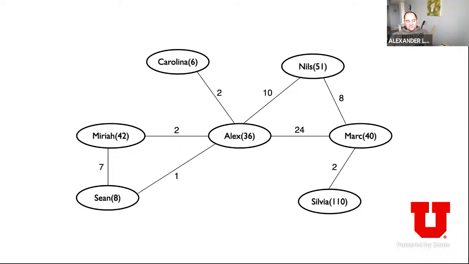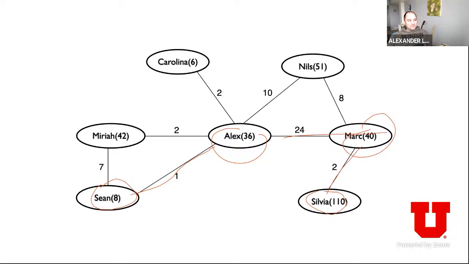Okay, thank you. This kind of visualization is great for answering questions like, how is Sean connected to Sylvia? We can go through it: here's Sean, and then here we have a connection to Alex, and then to Mark, and then down to Sylvia. So we can trace this path fairly easily.